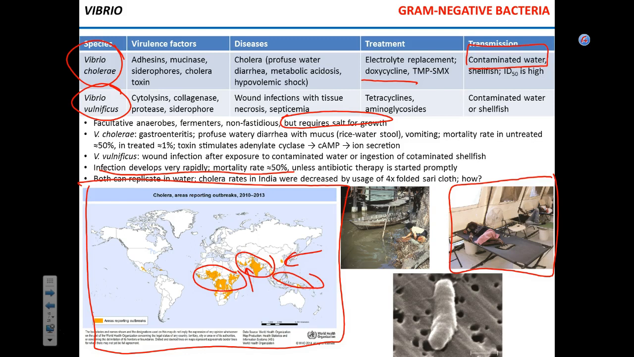Now, why is water spread problematic? Why can it cause outbreaks in developing countries, but there are no cholera outbreaks in the United States, for instance? Toilets. We have proper sanitation.